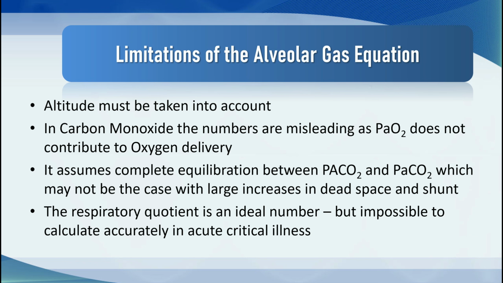It also assumes complete equilibration between the alveolar CO2 and the arterial CO2, and that may not be the case with large increases in dead space and shunt, particularly if excessively high levels of PEEP have been applied. The respiratory quotient is an ideal number, but it's absolutely impossible to calculate accurately in acute critical illness because of autophagy, autocannibalism, and variability in how we feed our patients.